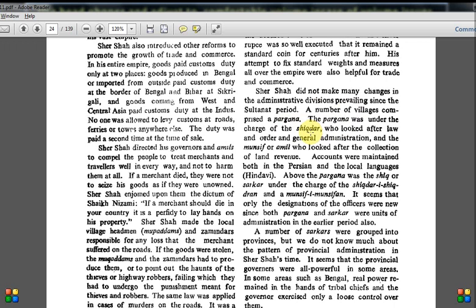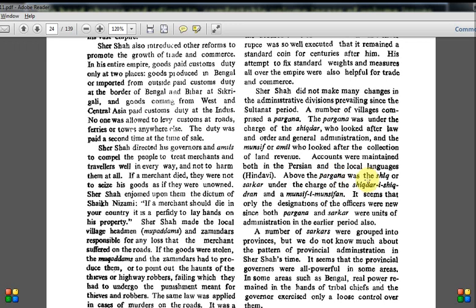Paragna and Shikdar, who looked after law and order and general administration, and the munsif or amil, who looked after the collection of land revenue. So here also we saw governors and amils. The same thing here, they are explaining what is amil. He is actually the munsif or amil, who is responsible for the collection of land revenue. Accounts were maintained both in Persian and the local language, Hindavi. So Hindavi is the local language there, like Hindi before Hindi.